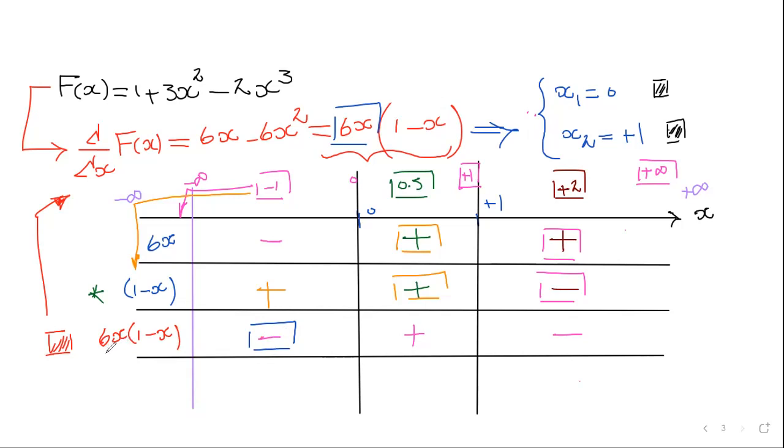If the sign is negative, it means that the slope is negative. What kind of function has a negative slope? It's the function which is decreasing like this. However, this one is positive. It means that 6x times 1 minus x, which is the derivative of the function and represents the slope of the tangent line, is positive. What kind of functions have positive slopes? They have this shape.